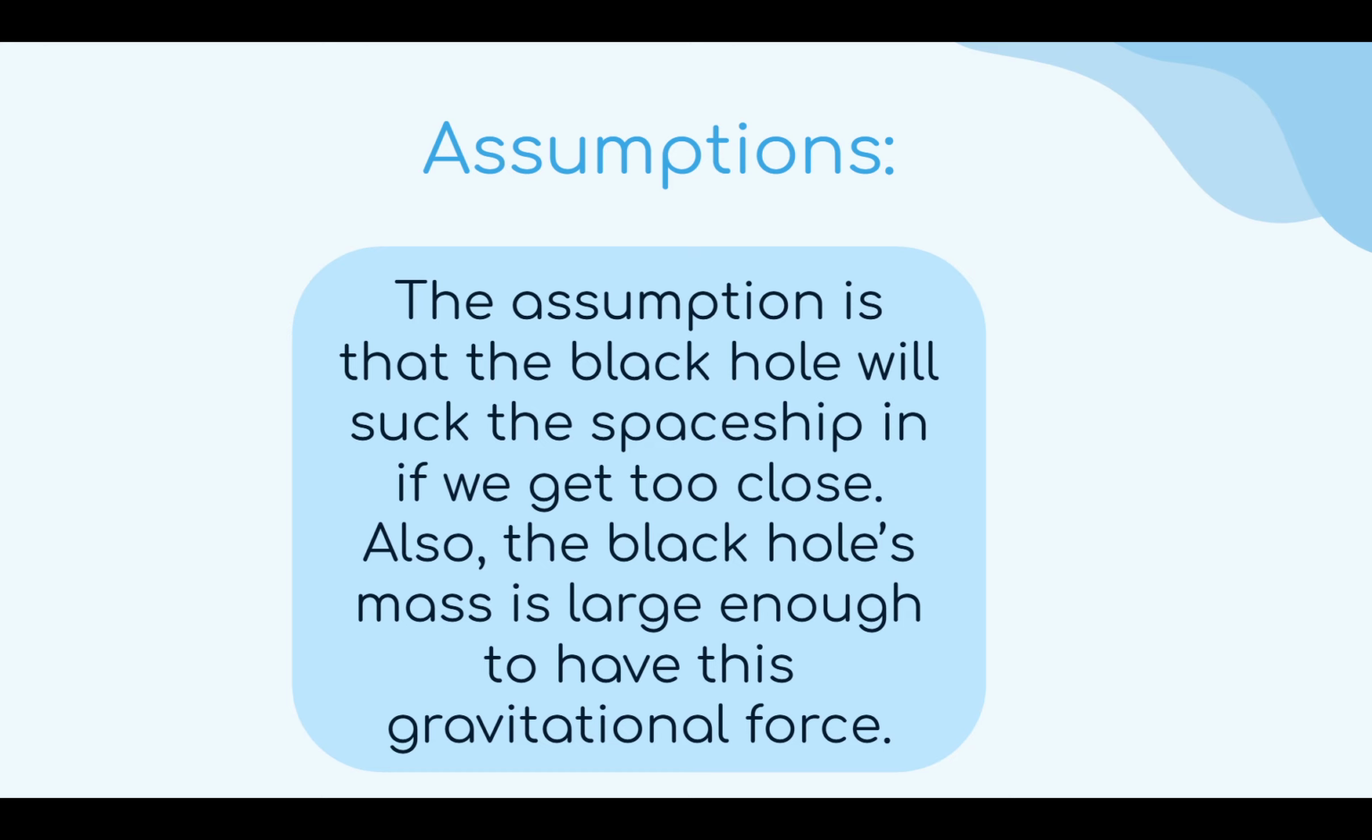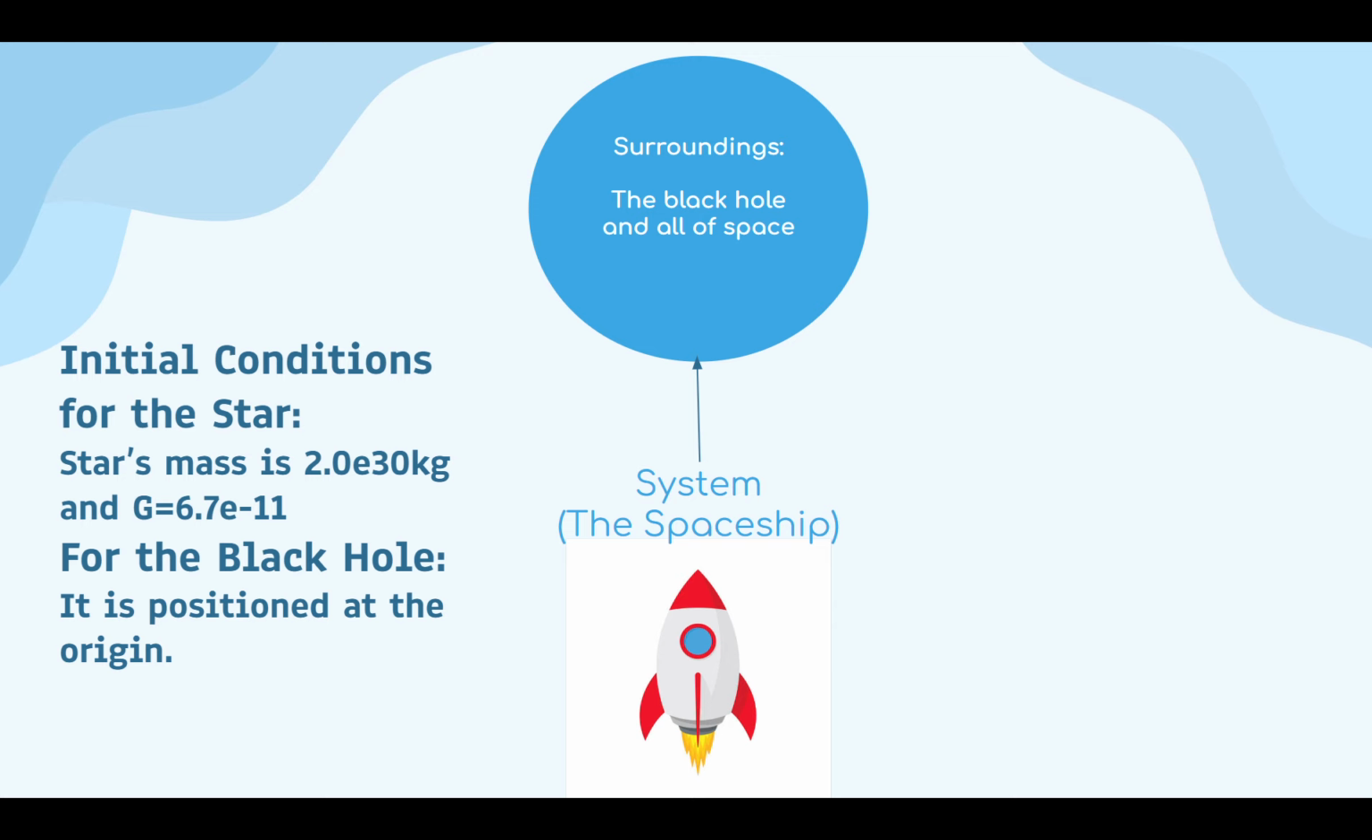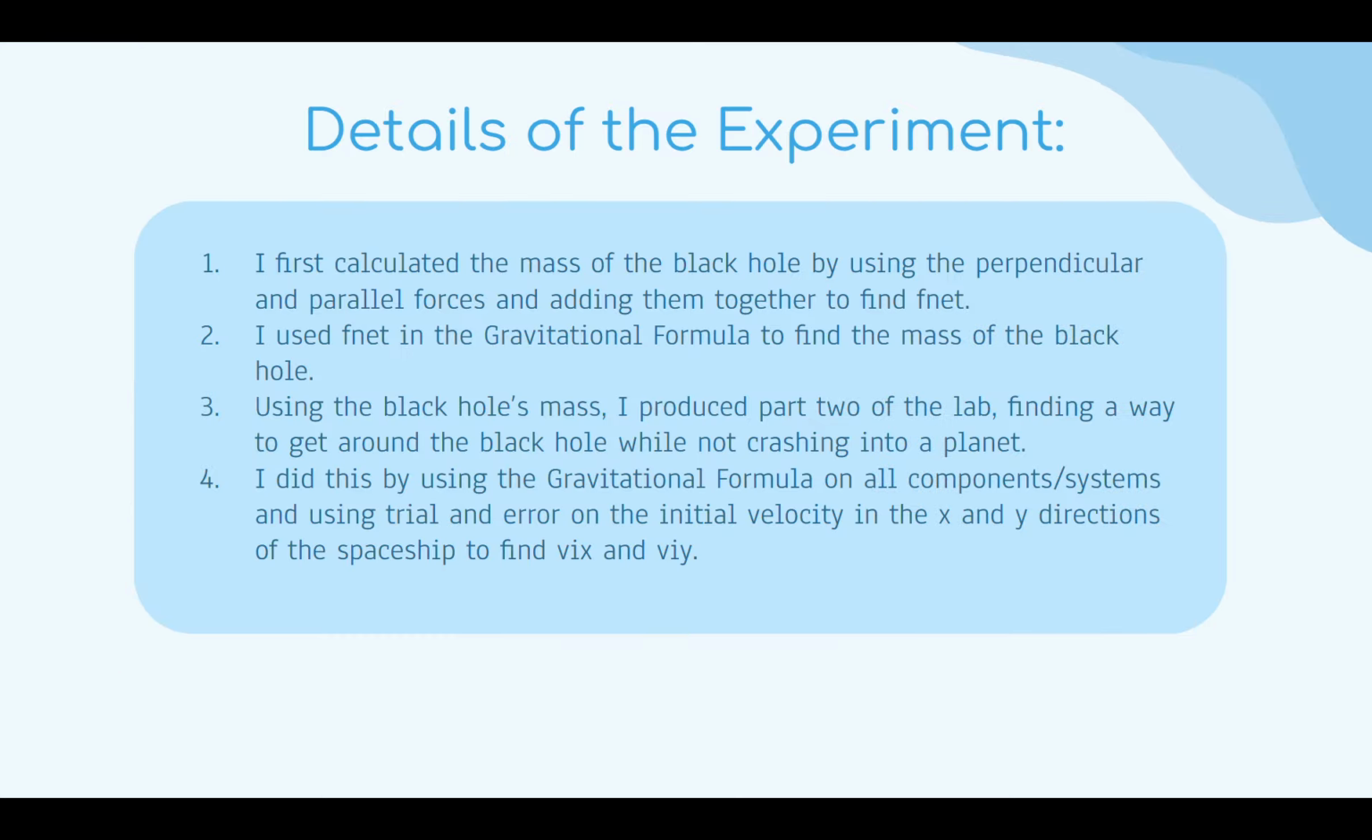So, the assumption about this lab is that the black hole will suck the spaceship in if we get too close, and that the black hole's mass is large enough to have this gravitational force. So what we find is that the surroundings are the black hole and all of space, and the system is a spaceship. Some initial conditions for the star in part 1 is that the star's mass is 2.0 e30 kilograms, and gravity is this constant. Also, the black hole is positioned at the origin.